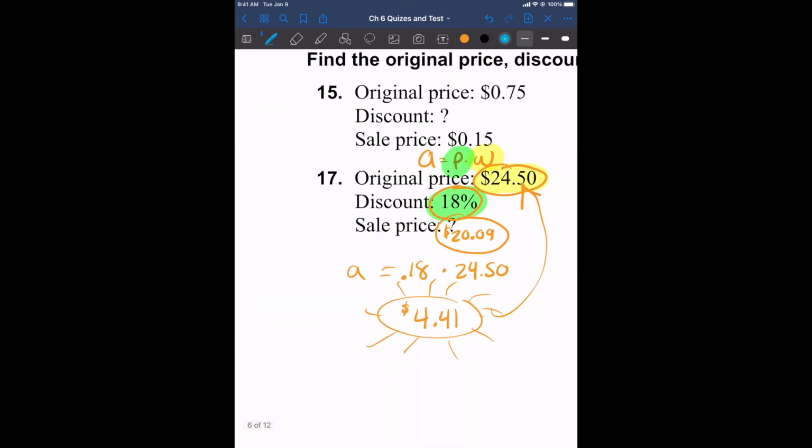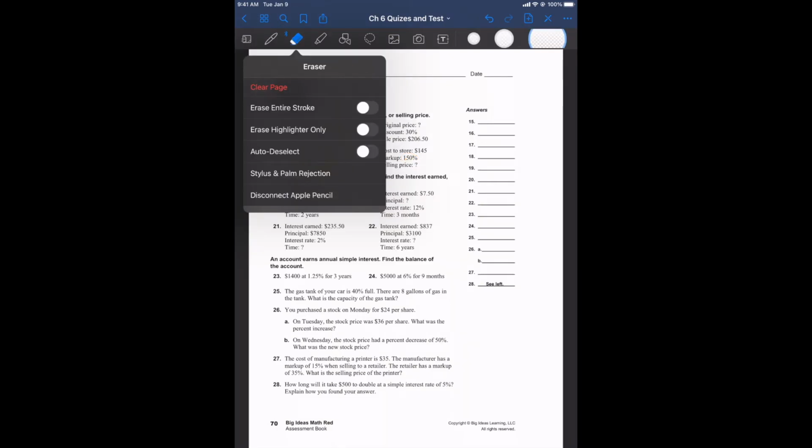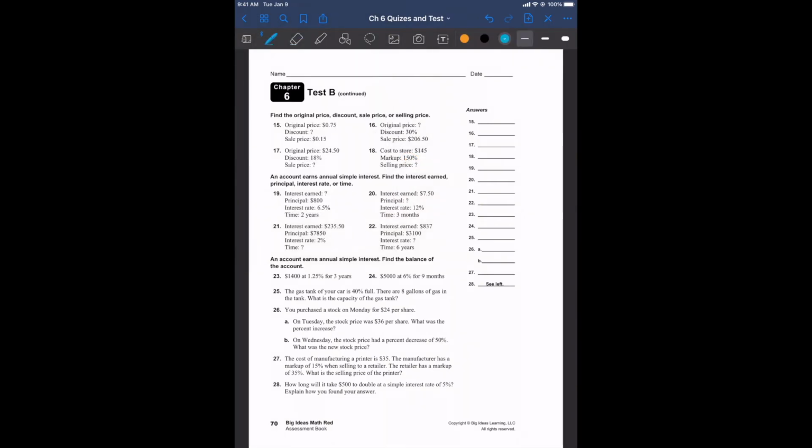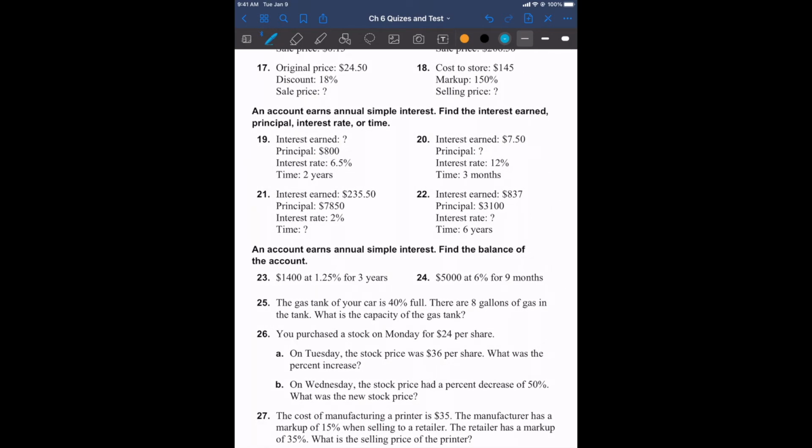Discount, you take it away. Okay? And remember, we use the formula A equals P times W for all of those. Let's look at 19 through 22 now. An account earns annual simple interest. I know what formula we're going to be using. I equals P R T. Find the interest earned, the principal, the interest rate, or the time, depending on what they're asking you to find. All right, let me grab my little sheet of paper.